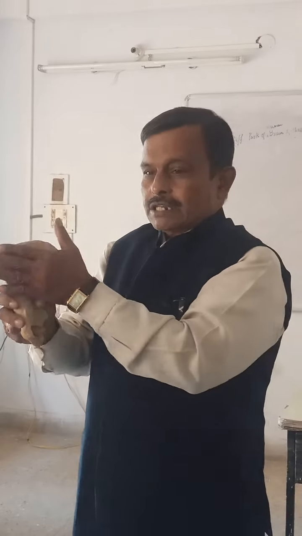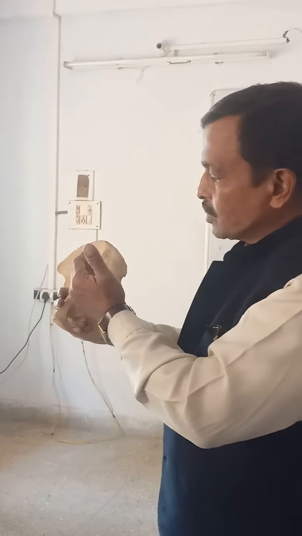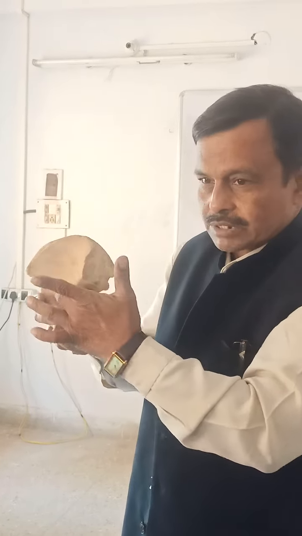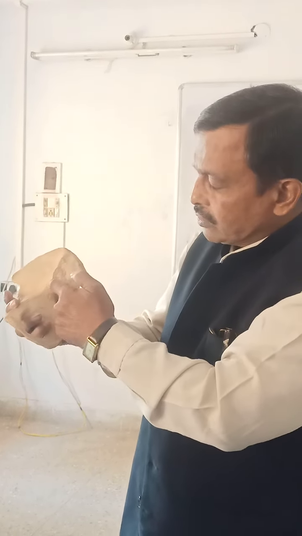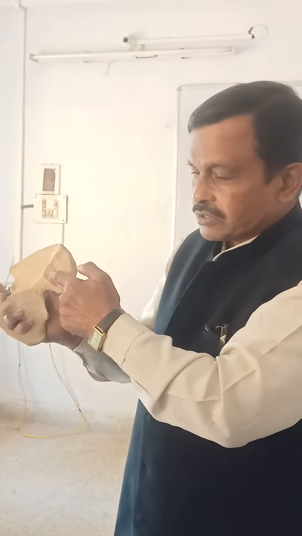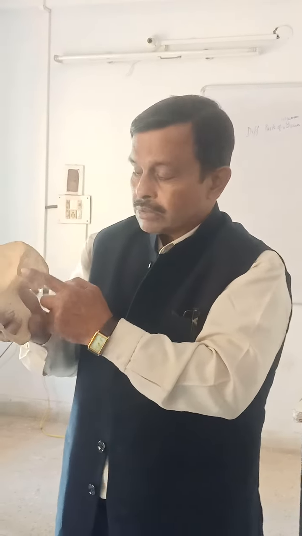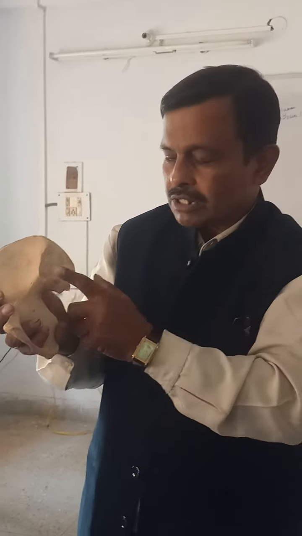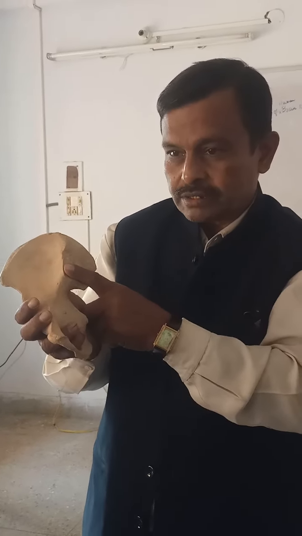Now the inner surface is divided by the intermediate crest, and the anterior iliac fossa gives origin to the iliacus muscle. And on this portion there is the auricular articular surface, this rough portion, for articulation with the auricular articular surface of the sacrum, which forms the sacroiliac joint.